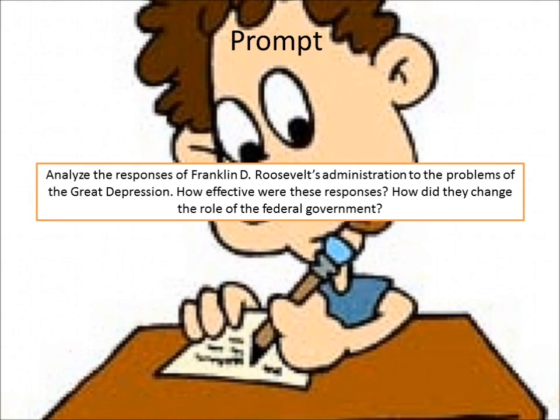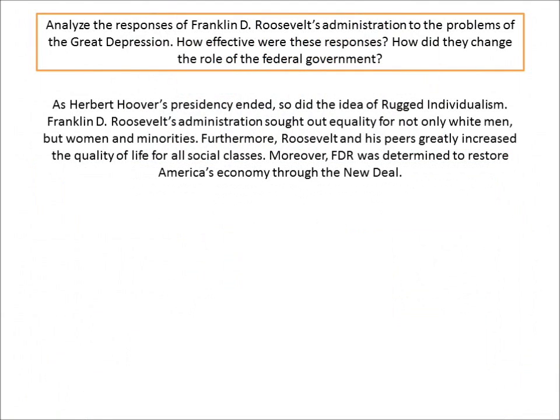Alright, so how did he respond to the Great Depression? Was he effective? And how did it change the role of the government? Okay, we can do this. Here is our intro so far. As Herbert Hoover's presidency ended, so did the idea of rugged individualism. Franklin D. Roosevelt's administration sought out equality for not only white men, but women and minorities. Furthermore, Roosevelt and his peers greatly increased the quality of life for all social classes. Moreover, FDR was determined to restore America's economy through the New Deal.